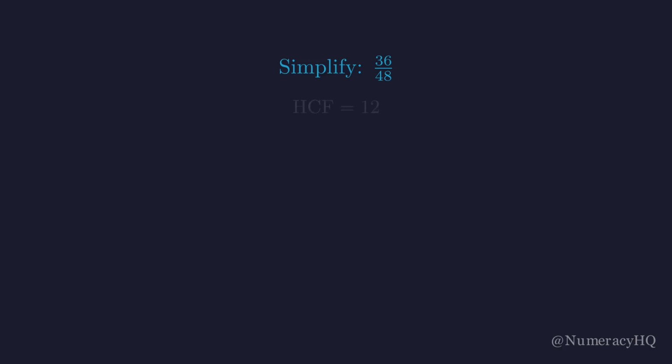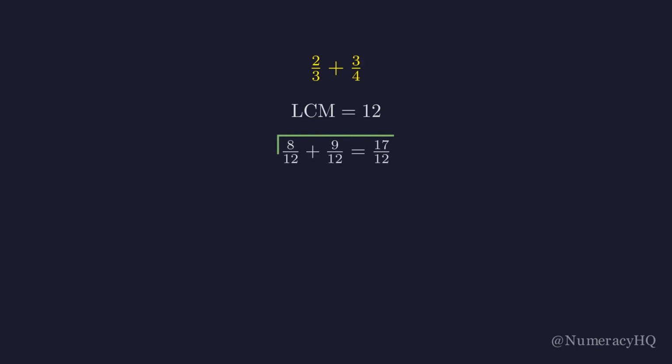Question 1. Simplify 36 over 48. The HCF of 36 and 48 is 12. Divide both by 12, 3 over 4. Question 2. 2/3 plus 3/4. LCM of 3 and 4 is 12. 8 12ths plus 9 12ths equals 17 12ths. As a mixed number, 1 5 12ths.